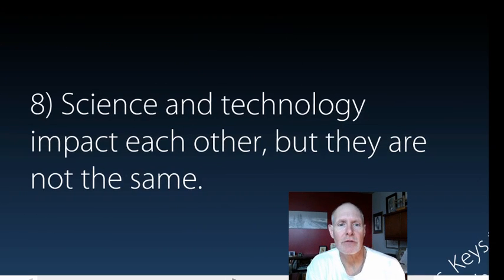The eighth point of the nature of science is that science and technology impact each other, but they are not the same. Technology oftentimes comes across as a tool. So we can use computers and handhelds and iPods and iPads and things like that. That becomes a tool, but the tool isn't science. Science is really how you look at the world. It's how you go about trying to make sense of what we see in nature.